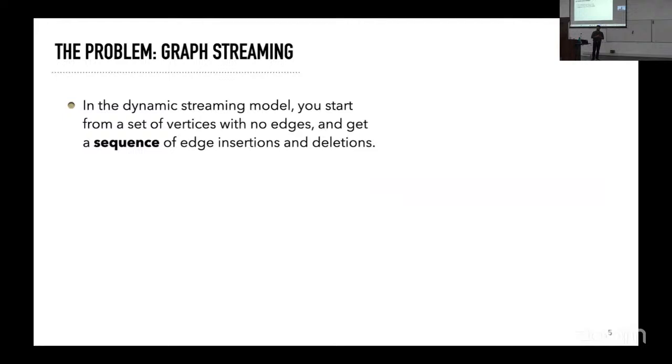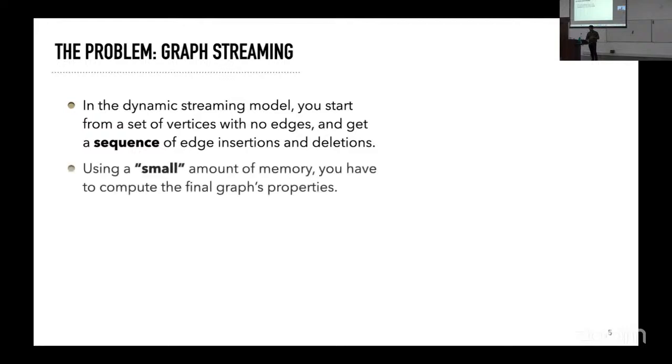I'll talk today primarily about the dynamic streaming model, which is where your input comes to you in the form of a graph presented as follows. You start with a bunch of nodes and no edges at all between them. It's sometimes called an edgeless graph or sometimes called an empty graph as well. And what you get is a sequence of edge insertions and deletions. And that's going to be the stream of the model.